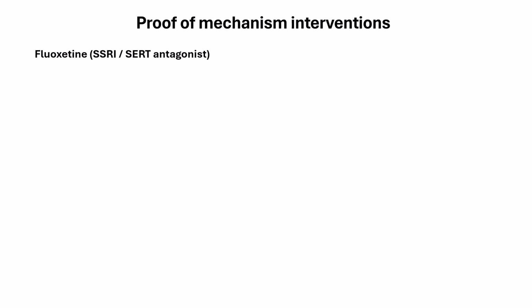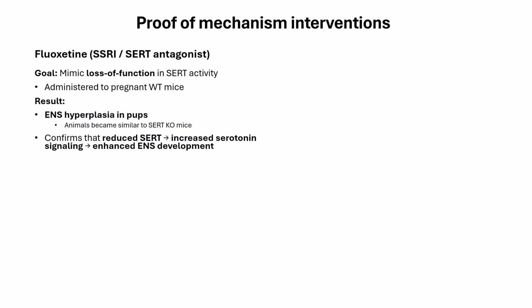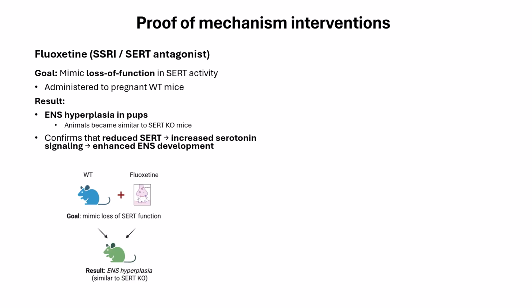So one of the things that they tried was fluoxetine, which is an SSRI, and it's a SERT antagonist, so it blocks some of the SERT receptor. And by giving that, you can mimic some loss of function in SERT activity. So they administered it to pregnant mice, and as a result, they saw ENS hyperplasia in pups because they were given to the mice. So animals became similar in this way to knockout mice because you blocked out the activity of the SERT receptor. Makes sense. So in this case, this was a confirmation that reduced SERT would lead to increased serotonin signaling. Again, makes sense. Now that you have serotonin floating around, you would have enhanced ENS development.